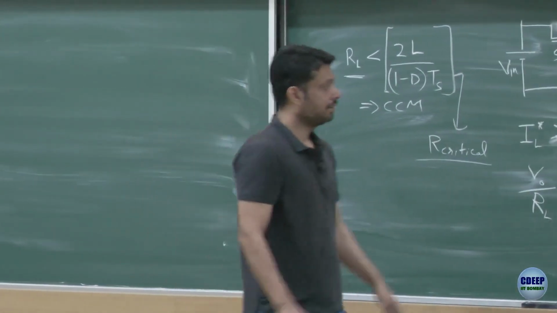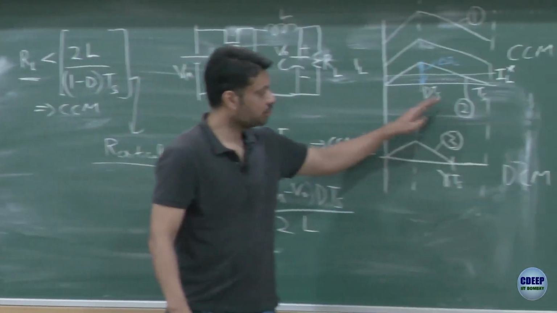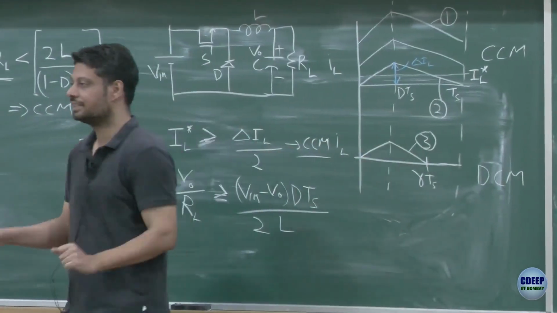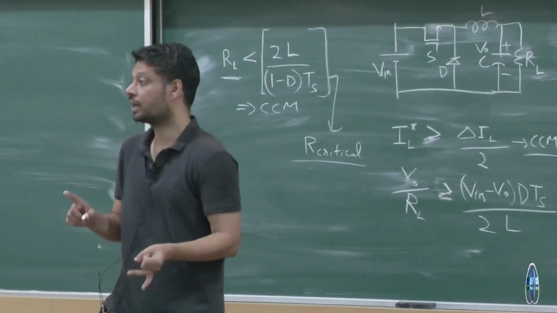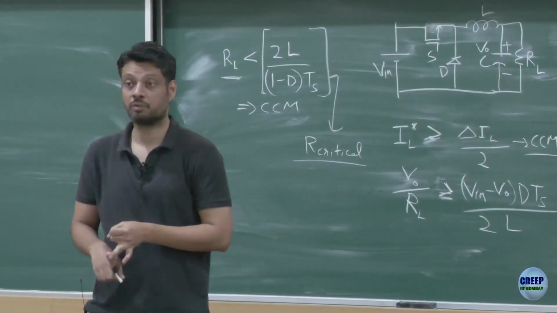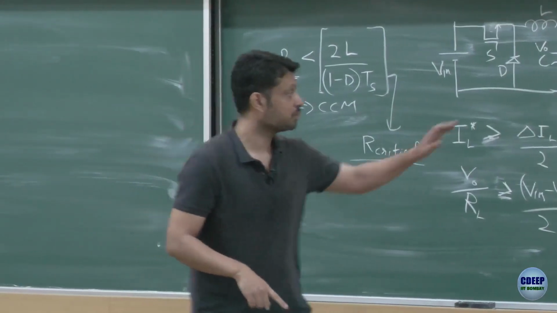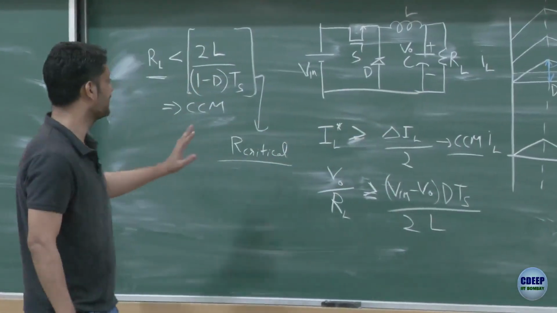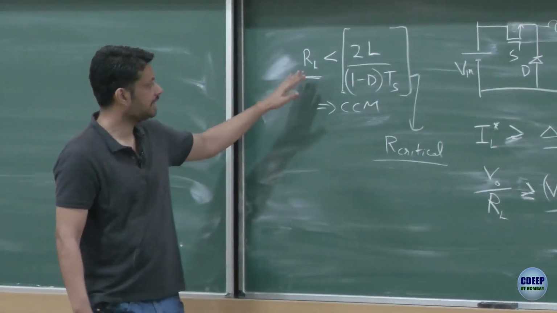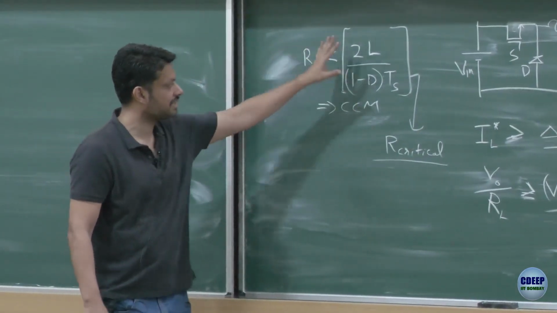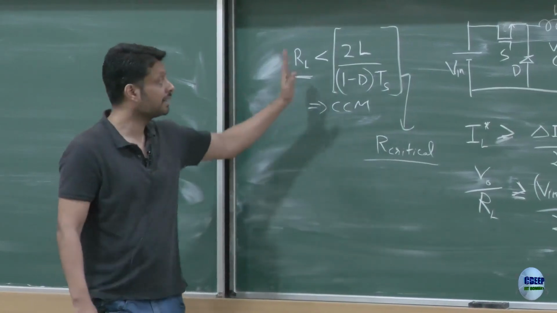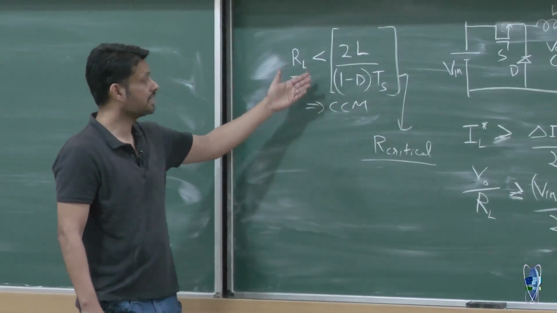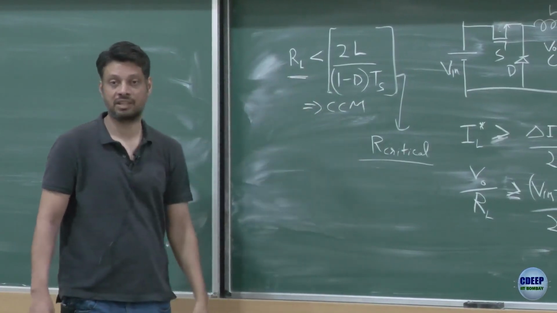Okay. The problem is if you go from case 2 to case 3, everything changes, right? Your ripple expression would no longer be valid, your average voltage expression would also no longer be valid, right? So everything would change from 2 to 3, but 1 to 2 everything is same. And we know the condition: if your load resistance is less than this critical value, then you are in continuous conduction mode. If load resistance is more than this, you are going towards discontinuous conduction.